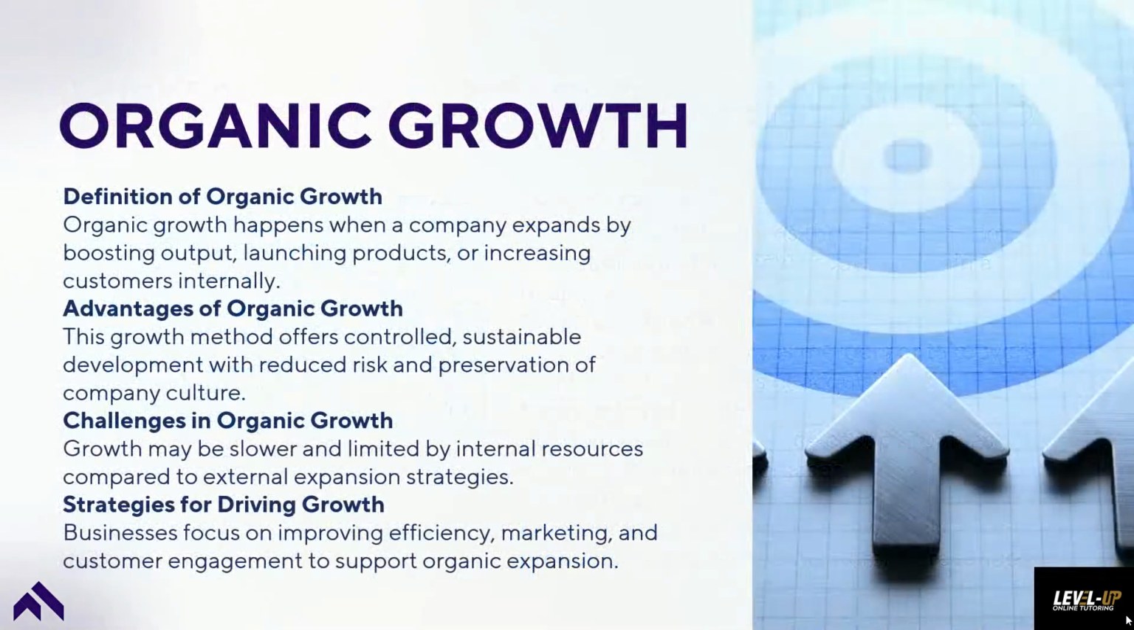Organic growth. So let's have a look at this specifically. As we know, organic growth happens when a company expands by boosting output, launching products, or increasing customers internally. They're doing really well themselves. They're growing naturally. An advantage of this is that it is a lot more controlled and a lot more sustainable. There is less risk involved by growing naturally. You can change the business organisational structure slowly over time. You can introduce greater training to help your employees cope with maybe the increased workloads, and you can preserve the company culture.